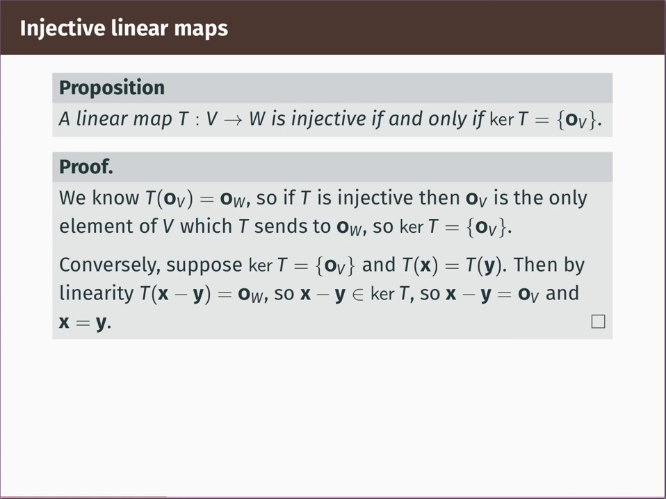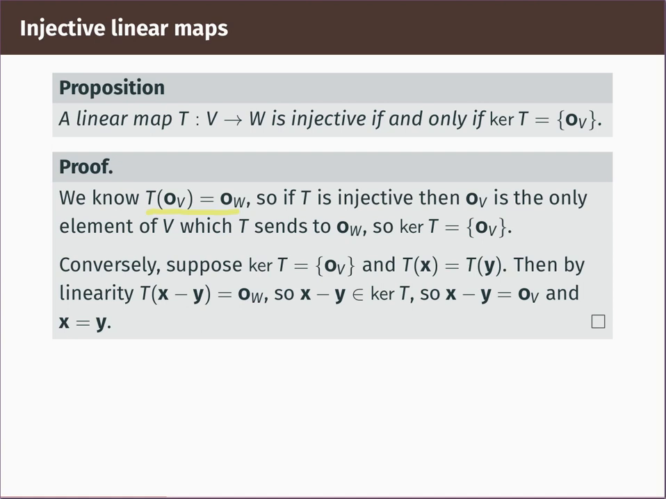So first of all, let's suppose that T is injective and prove that its kernel must be just the zero vector. So we've already proved the following fact about all linear maps. They send the zero vector in their domain to the zero vector in the codomain. So if T is injective, the only thing that it can send to the zero vector in W is the zero vector in V. But that says exactly that the kernel is just the zero vector in V. So that gives one direction.